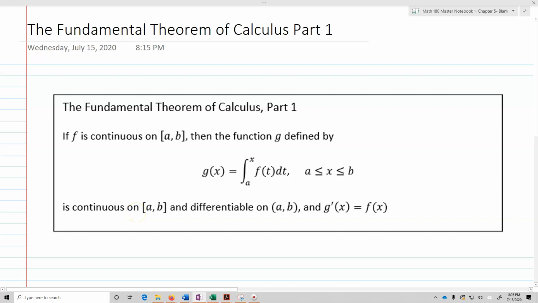So what we're going to look at now is the first part of the fundamental theorem of calculus. The fundamental theorem of calculus is a fundamental theorem, and so consequently it should tell you that it's pretty big. In fact, it's huge. It's the basis for calculus.